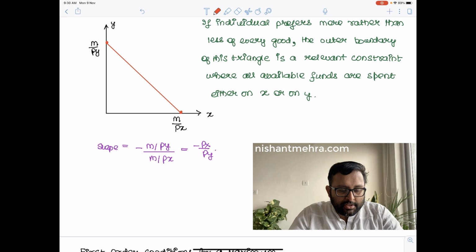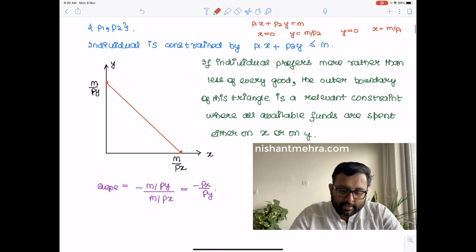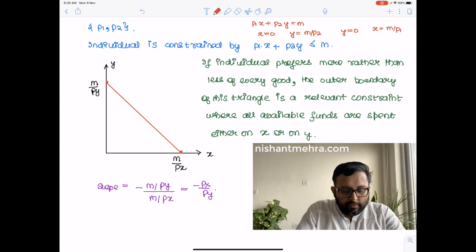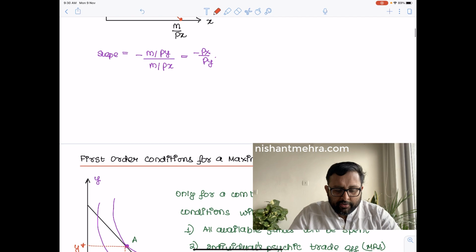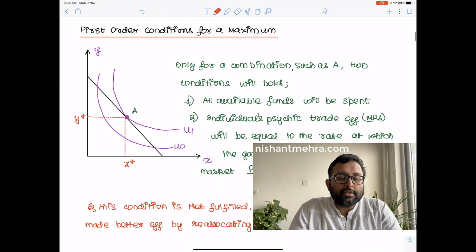And the slope of the budget constraint is this. You have the intercept on the y-axis, which is M by Py, upon the intercept on the x-axis, which is M upon Px. So that comes out to be minus Px by Py. This is the objective rate of substitution. Now we're interested in finding out the first order conditions. So what could those first order conditions be?